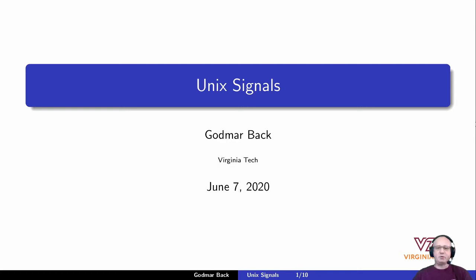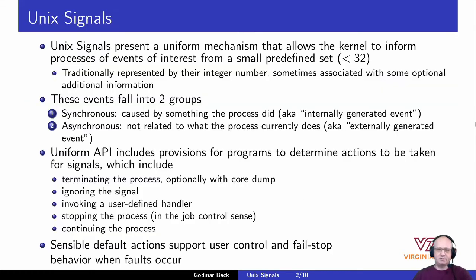Hi, I'd like to devote this lecture to Unix signals. Unix signals are a mechanism that was added to the Unix kernel very early on. It is a uniform mechanism that is used for a variety of purposes that all have in common that the kernel informs a process of some event of interest to it. Now, these events of interest cannot be arbitrarily chosen. They come from a small predefined set.